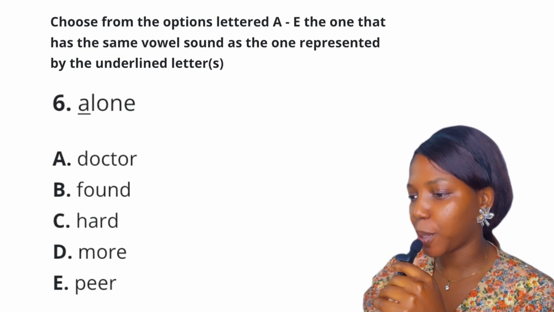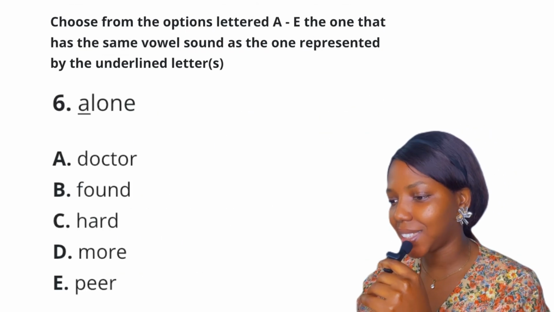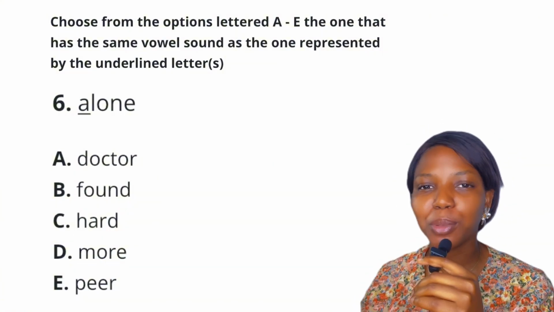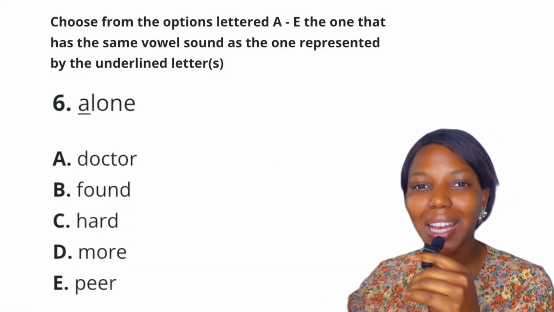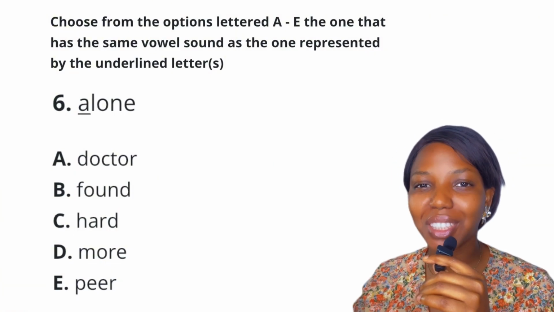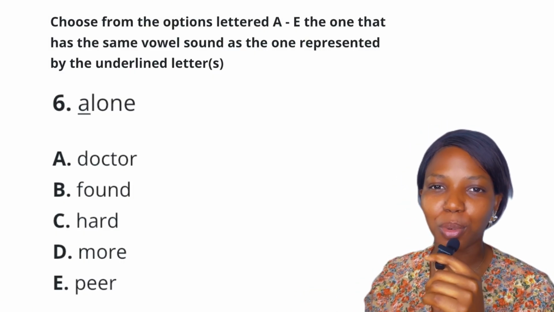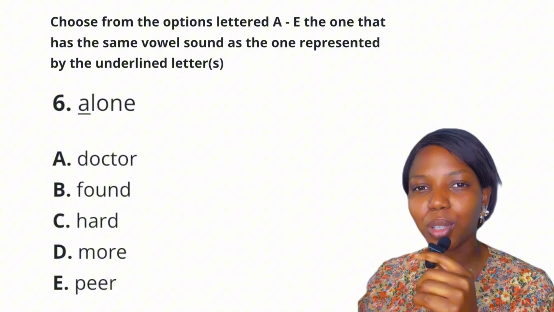Question 6. Choose from the options, letter A to E, the one that has the same vowel sound as the one represented by the underlined letters. Now examiners won't tell you this, but trust me, I will. Spellings will deceive you, but sounds don't lie. So let's find out the word that has the same vowel sound as the word "alone".